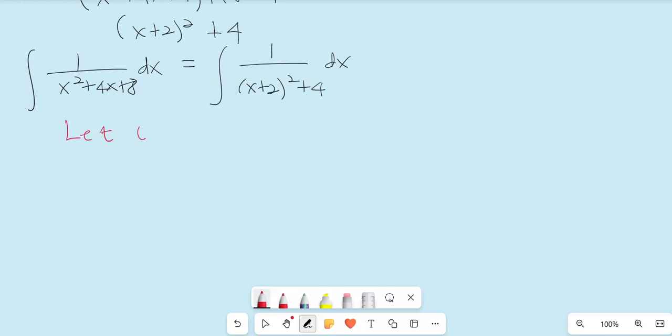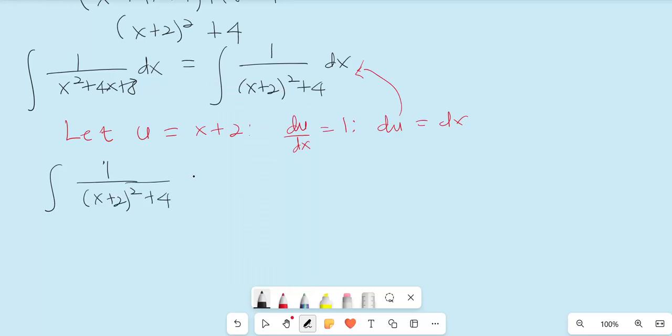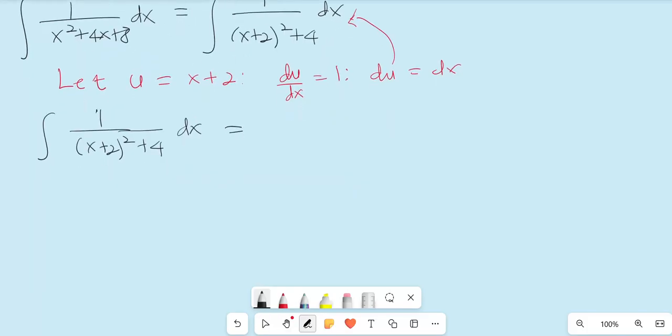So we can let u be equal to x plus 2. du dx is 1. That means that du is equal to dx. So wherever we see dx, we can just plug in du, and we can take our integral from the x world, which is 1 over x plus 2 squared plus 4 dx, into the u world. x plus 2 is u, so that should be u squared plus 4, and dx is du. So that is the integral of 1 over u squared plus 4 du.